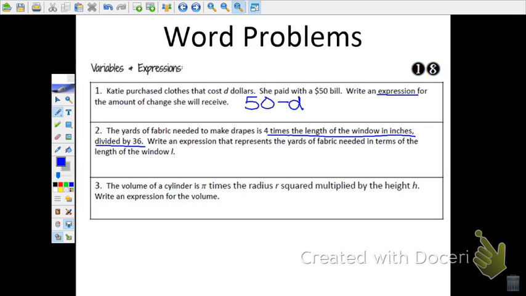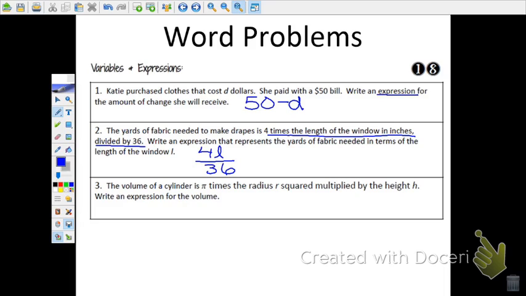Okay, so similar to what we did back in that variable and expression section. So we have 4 times the length of the window, which is L. So 4L divided by 36. Again, division, we're using the fraction bar. So 4L over 36. Again, we're not solving it. We don't need to do any other work. We're just taking the words, writing an algebraic expression.